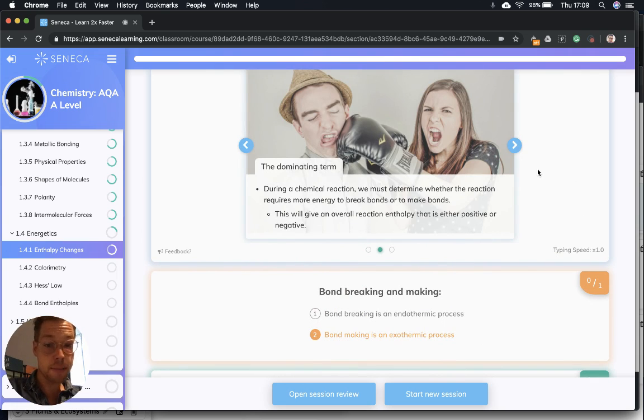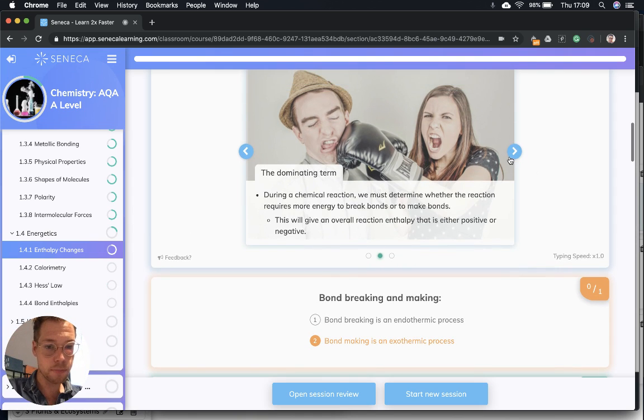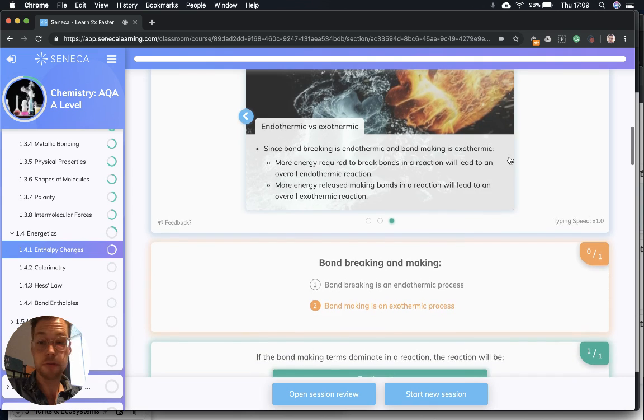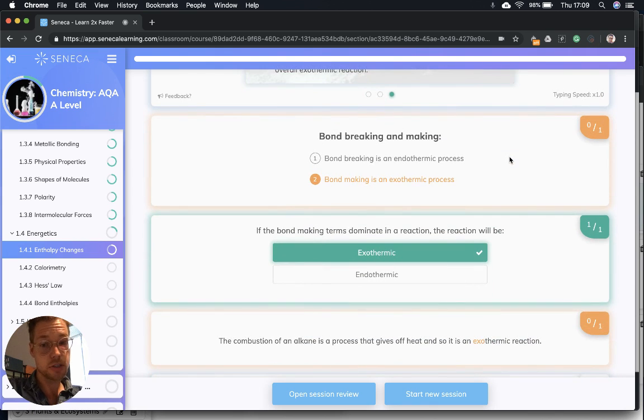Super. During a chemical reaction, we must determine whether the reaction requires more energy to break or to make the bonds. This will give an overall reaction enthalpy that is either positive or negative. And since bond breaking is endothermic and bond making is exothermic, more energy required to break bonds in a reaction will lead to an overall endothermic reaction, whereas more energy released when making bonds in a reaction will lead to an overall exothermic reaction. So do we remember the difference between bond making and bond breaking? Bond breaking is endothermic and bond making is exothermic.